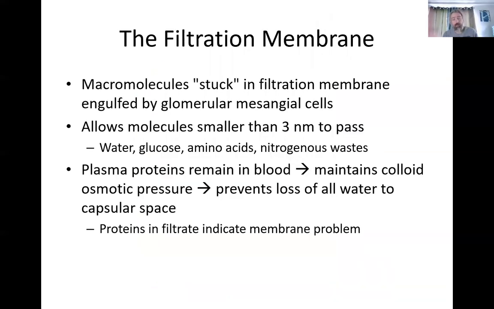This means that big things remain in the blood. So cells, big proteins. But anything small, and 3 nanometers is pretty gosh darn small, anything that's smaller than that will get through. So water, glucose, amino acids, broken down amino acids, vitamins, salts, all that kind of stuff will pass through there.